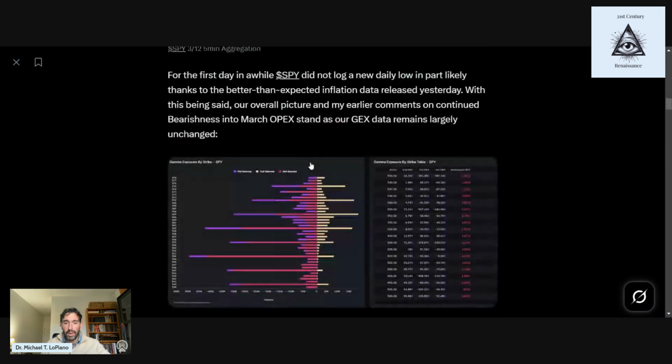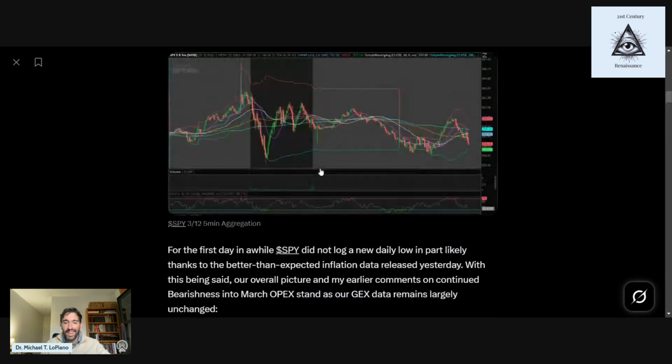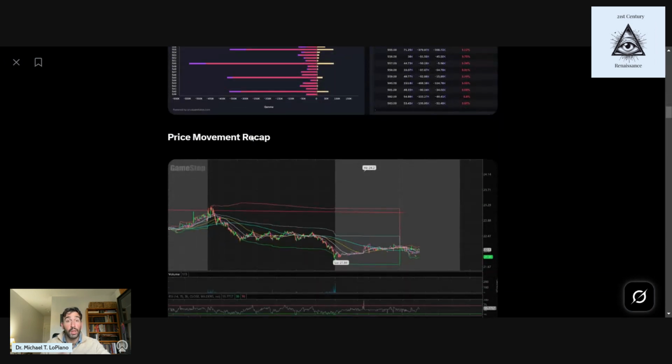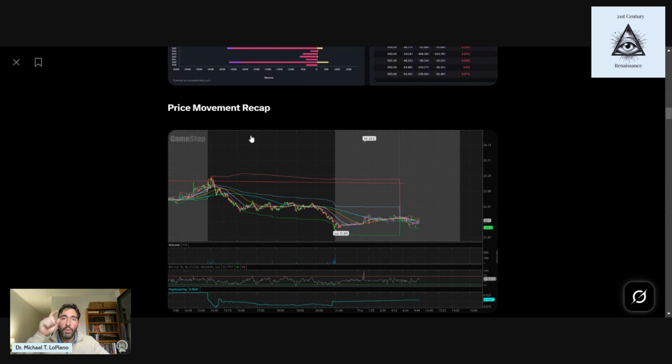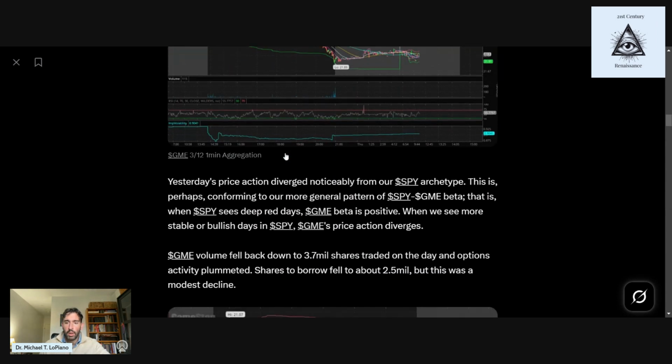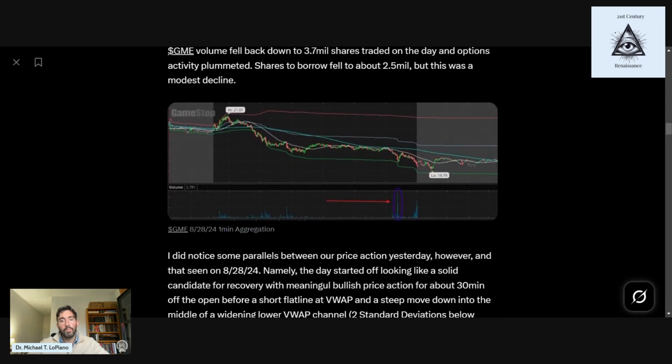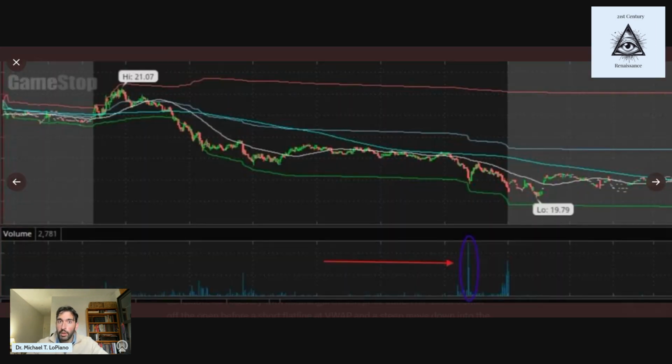Well, sort of, but not very different. These are very different price archetypes is my point. However, what I will point out is that this price archetype was not different than what we saw. In fact, it's remarkably similar, I'll show you now, to what we saw all the way back on August 28th. Basically, kind of the same thing, right?